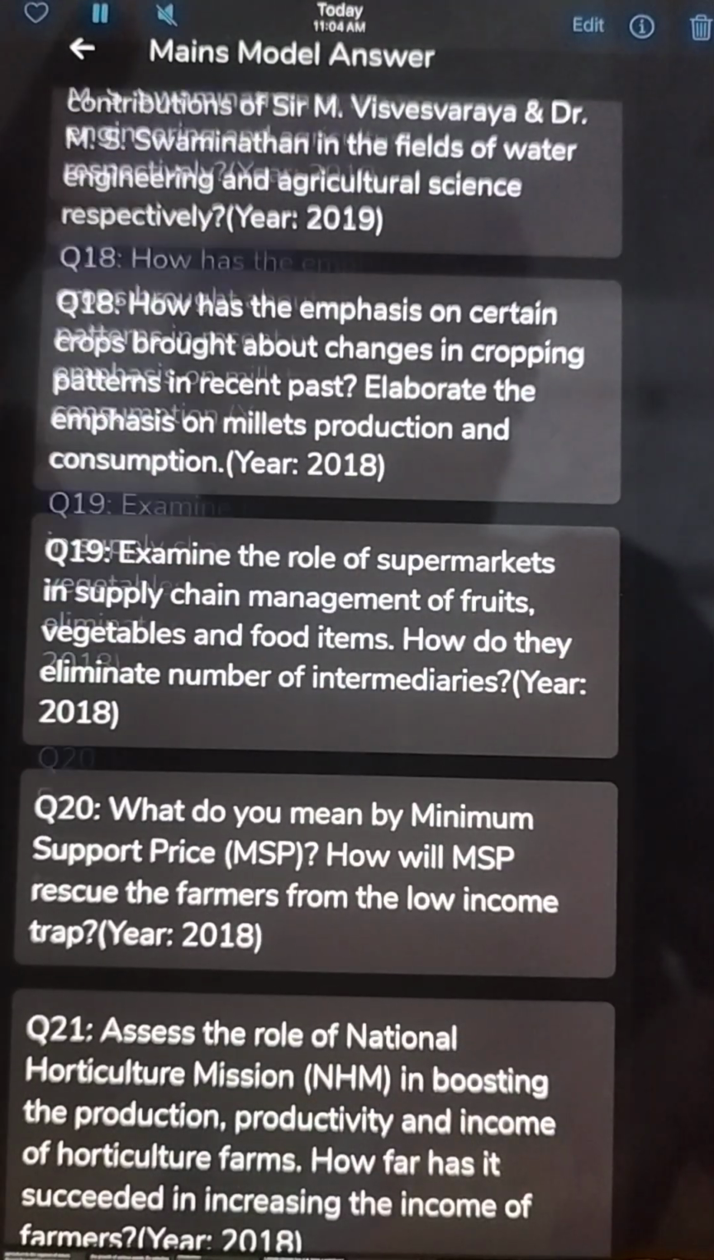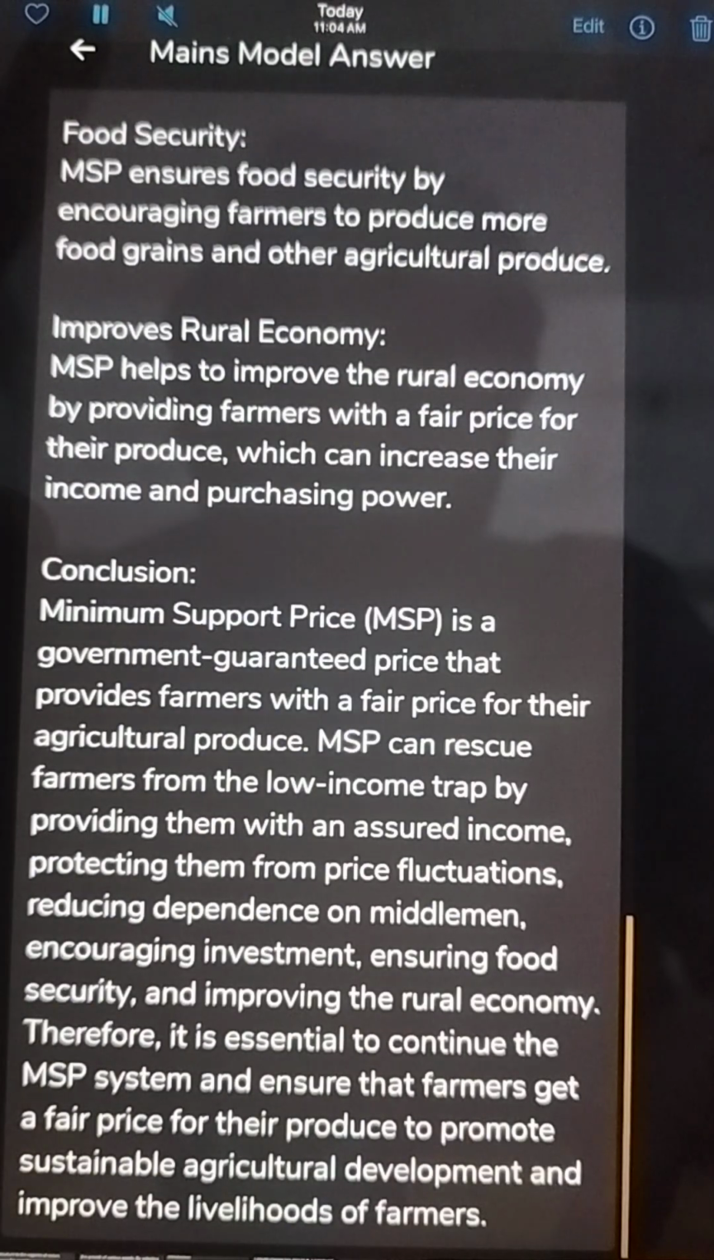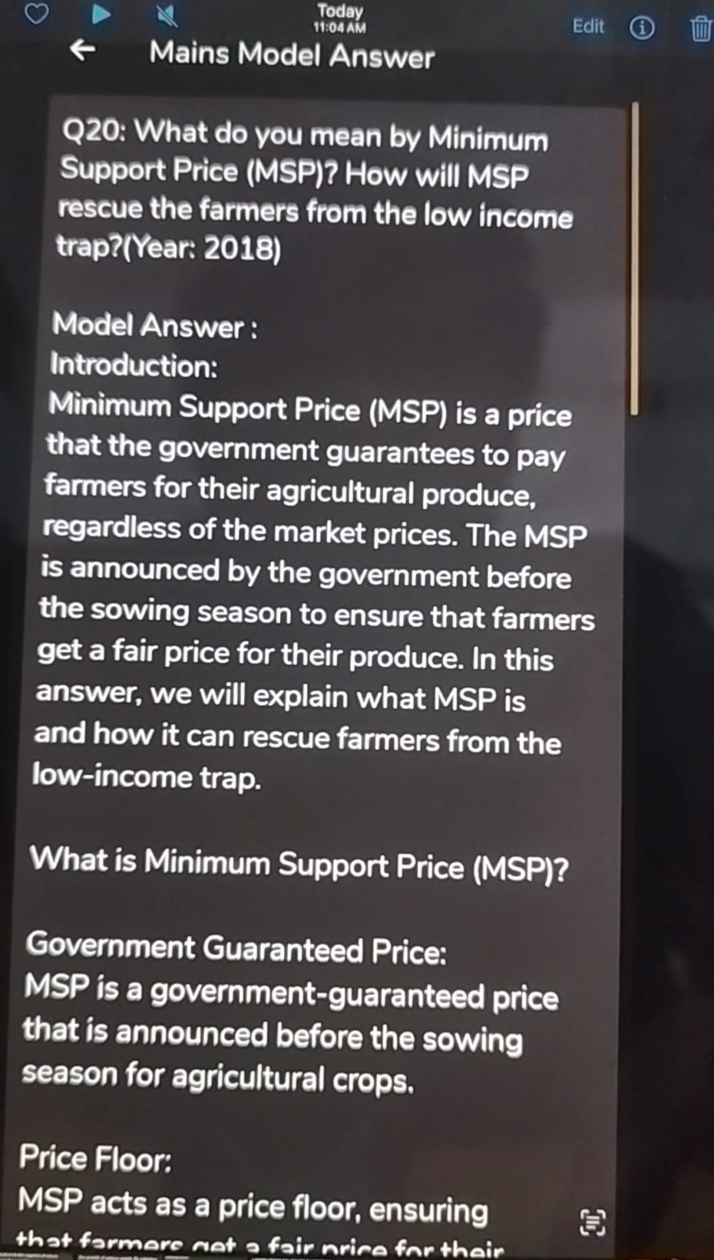Next question. What do you mean by the minimum support price? How will MSP rescue the farmers from the low income trap? What do you mean by the MSP?